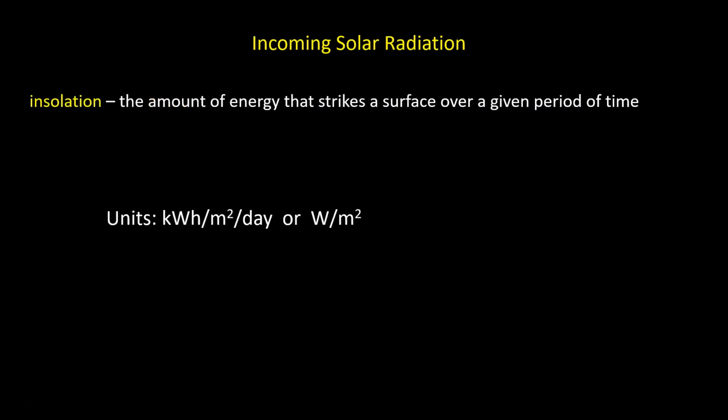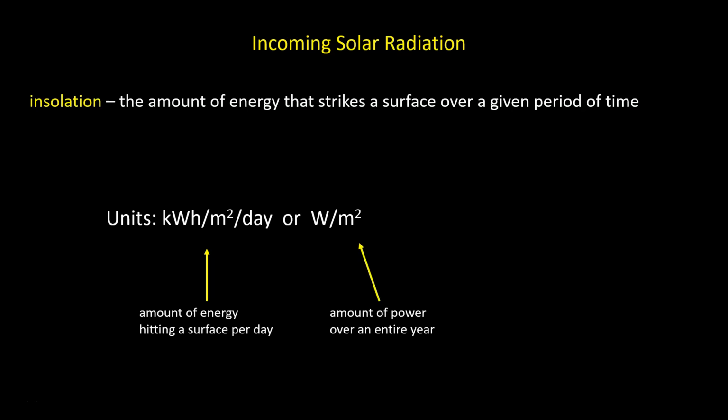Generally, the units of insolation are expressed in one of two ways. One unit is kilowatt hours per square meter per day, which represents the average amount of energy hitting an area each day. Another form is watts per square meter, which represents the average amount of power hitting an area over an entire year. Not all of the solar energy that reaches Earth actually reaches the surface of the Earth.